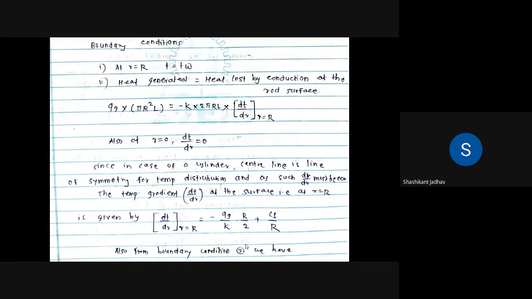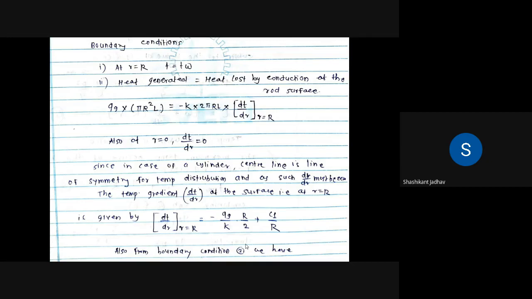Surface means small r is equal to capital R. The temperature gradient dT by dr at the surface, that is at small r is equal to capital R, is given by. So write down the equation: dT by dr at small r is equal to capital R is equal to minus qg by k into r by 2 plus c1 by r.